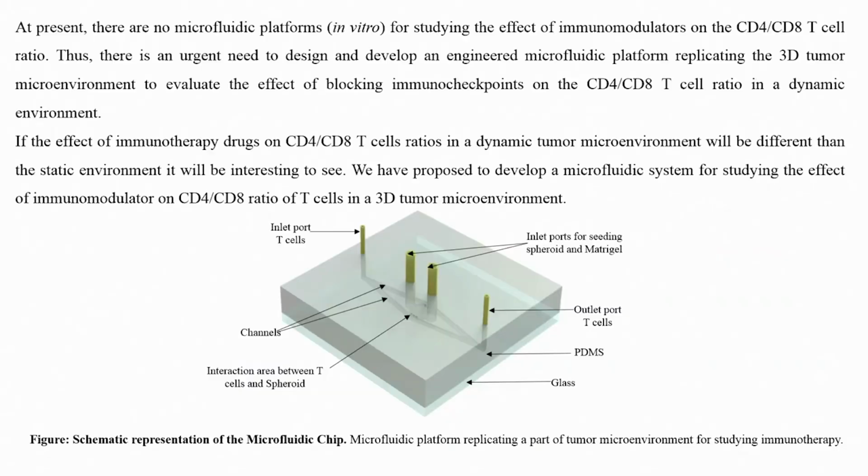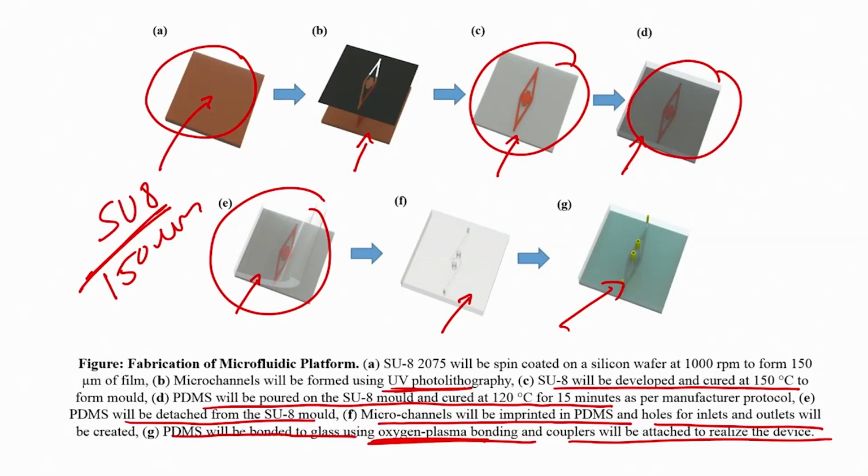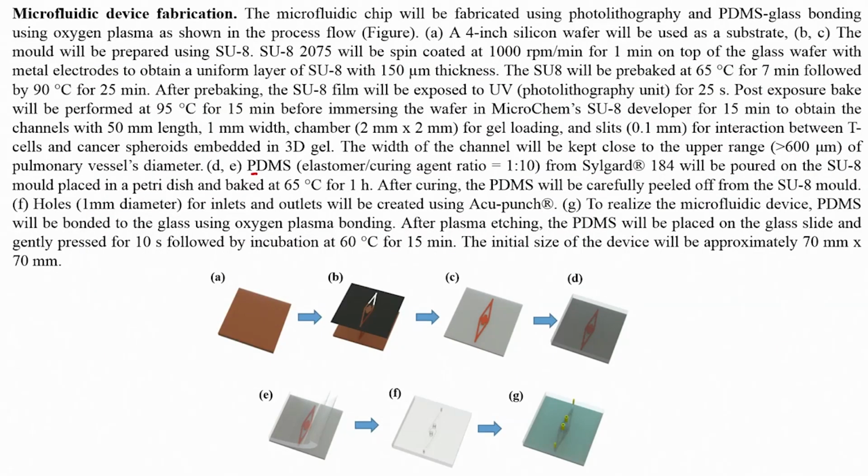What kind of microfluidic chip we can design, what kind of simulations we can do. We can do shear stress, we can do velocity, I have shown you the velocity plot in this particular module. How we can fabricate this device using a single mask step, how we can design the channel, what the process flow for device fabrication is, and then we have seen how the microfluidic chip can be utilized for understanding the effect of anti-PD-1, that is our immunomodulator.